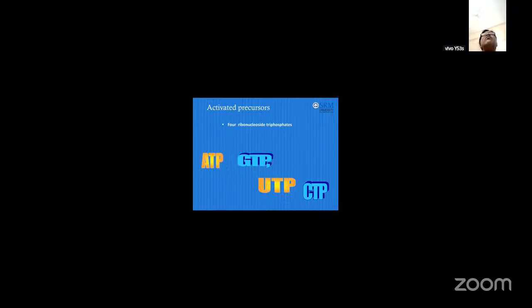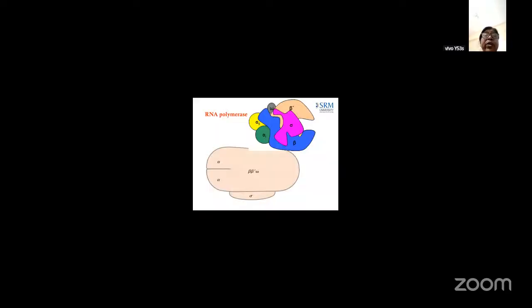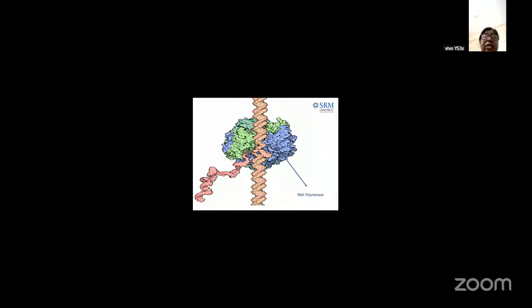So what are the 3 components? One is called a template. Second one is the precursors: ATP, GTP, UTP, as well as the CTP. Then you require an RNA polymerase enzyme. So these are the 3 components that are required for the transcription process.